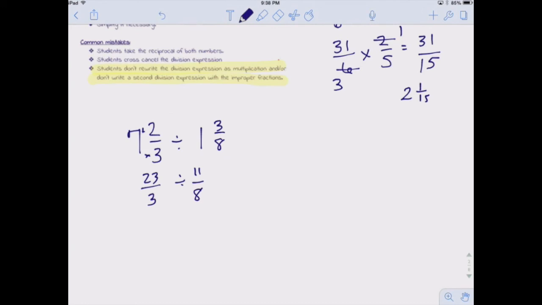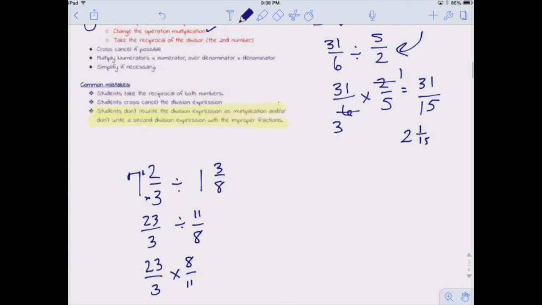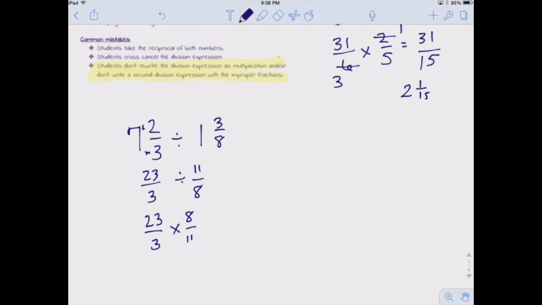So again, the first number stays the same, 23/3. Change it to multiplication. Take the reciprocal of the second number. Can we cross cancel? There's no cross canceling here, unfortunately. So we just go ahead, multiply numerator times numerator over denominator times denominator. 3 times 11 is 33. 8 times 23. Using the distributive property, 8 times 20 is 160. 8 times 3 is 24. 160 plus 24 is 184. So it's 184 33rds.